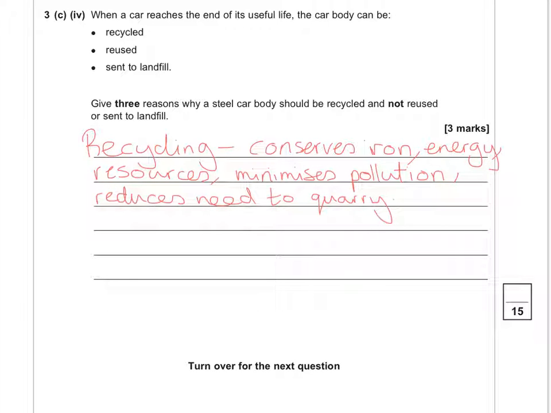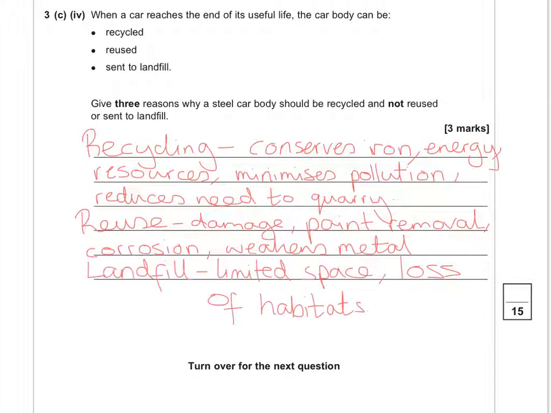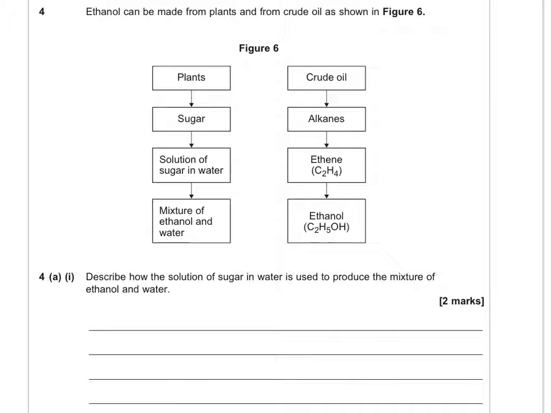The next mark comes from saying why it might not be appropriate sometimes to reuse metal. Now this could be because it might be damaged, the paint might have been removed, there might be rust, the metal also might be fatigued or weaker. And then the last mark is for talking about why not to use landfill, and it's because landfill sites have got limited space, or it can cause the loss of habitats to some organisms. And you could have also said to reduce the use of landfill. Question 4.